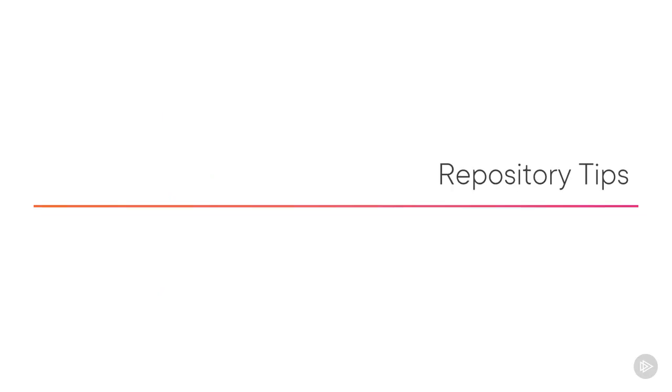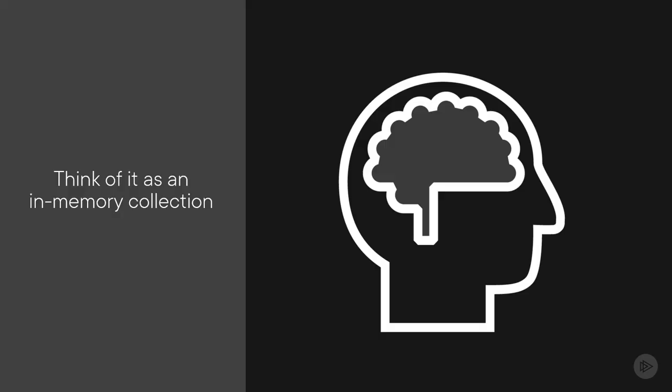Here's some basic guidance you should keep in mind when designing repositories. First, a repository should have the illusion of a collection of a specific type of object. You'll be adding the objects to the collection, removing them, and retrieving objects from the collection. But that it is an illusion of a collection is important to keep in mind.